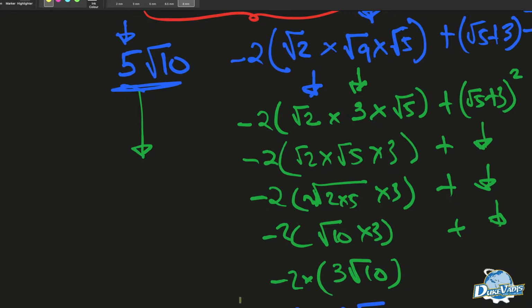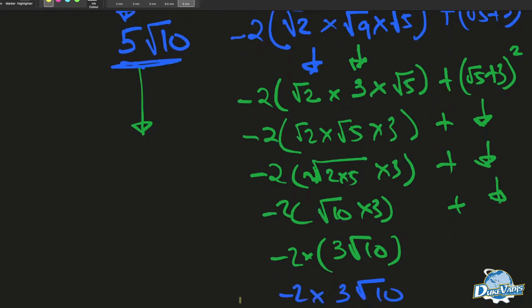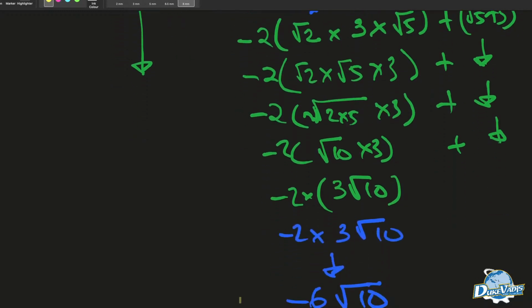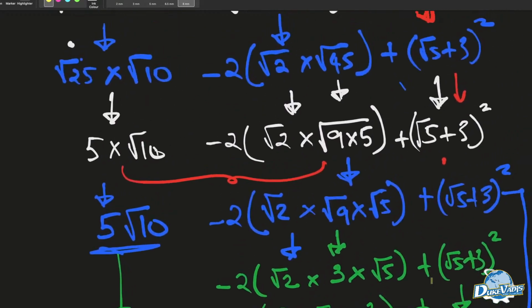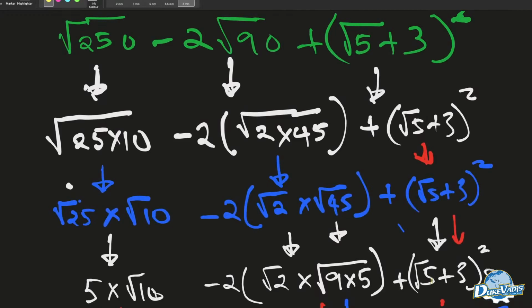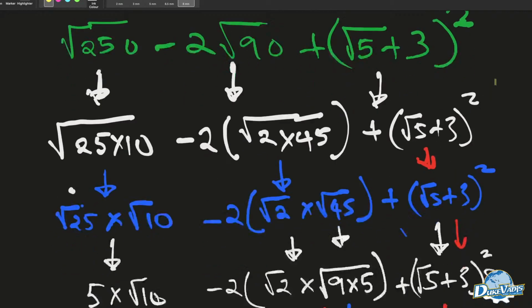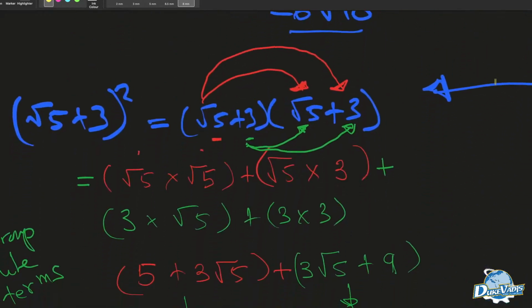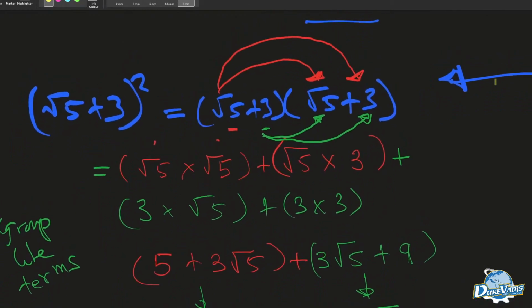And bear in mind, the negative 2 was outside waiting. And that, when we computed, we had negative 6 root 10. That was the other answer we had. Now we came back and started talking about this one. Okay, so now we wrote it down here. And all we did was expand the root 5 plus 3 squared. So when we did that, this is what we have.